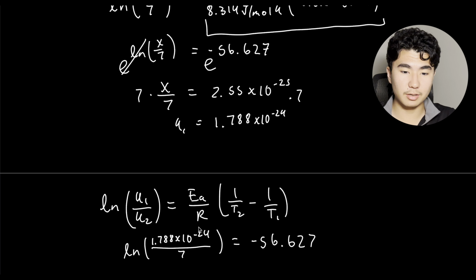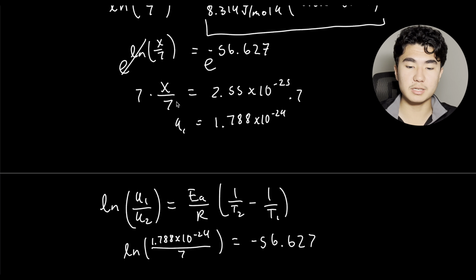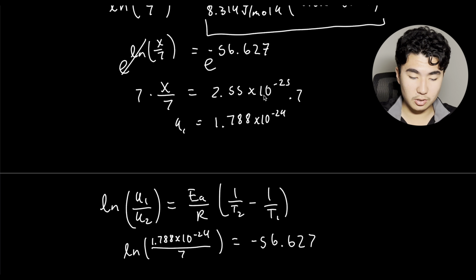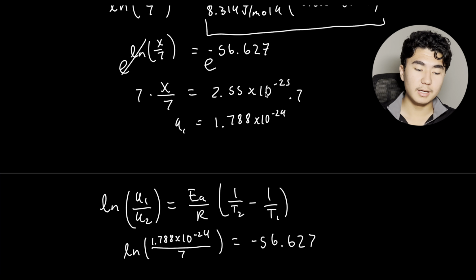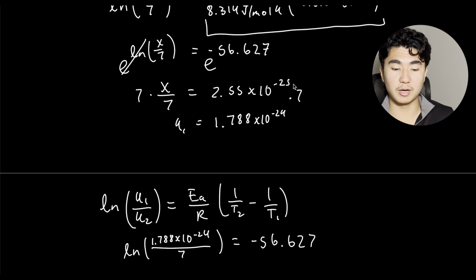Another thing you could have done, which would have actually been easier, is just take 1.788 times 10 to the negative 24 over 7, and that should equal this. If I did that as well, I indeed get 2.55 times 10 to the negative 25, just checking my answer to see if that is my rate constant.